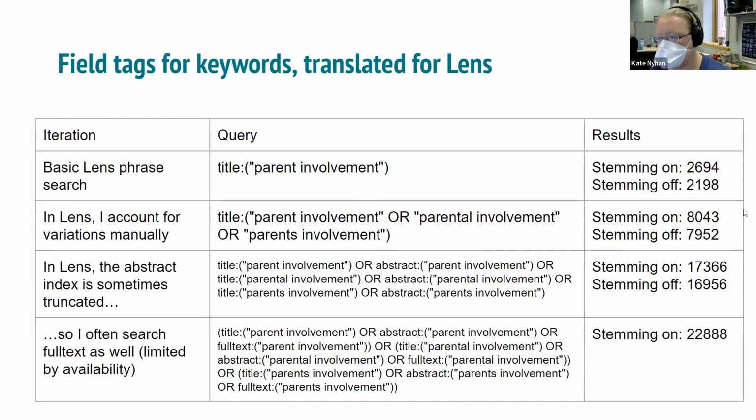And then in our next two lines, we're going beyond just the title index. We're trying title or abstract. And then at the very bottom, title or abstract or full text, to the extent that the information resource can legally access the full text of those papers. And so the most comprehensive, the most sensitive version of a query for this one concept, parental involvement, it's a lot of characters.